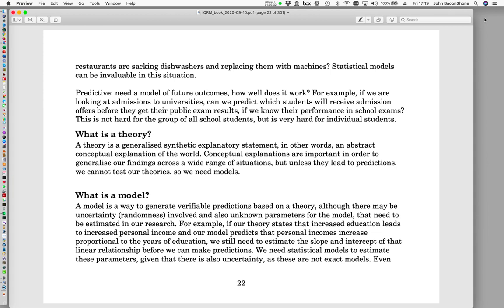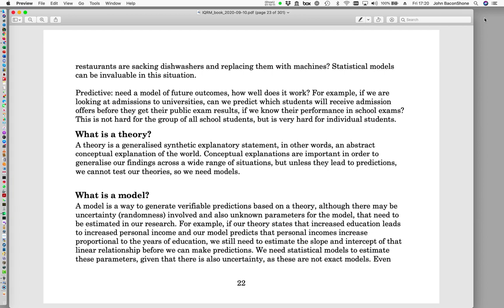Okay, two other core concepts that we need to talk about. What is a theory and what is a model? So a theory, if we look it up in the dictionary, it says a generalized synthetic explanatory statement. So that's not really a very helpful definition. I prefer the second one, an abstract conceptual explanation of the world. So clearly, conceptual explanations are important in order that we can generalize our findings across a wide range of situations.